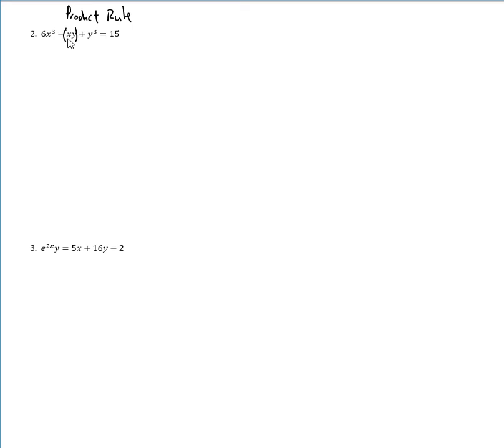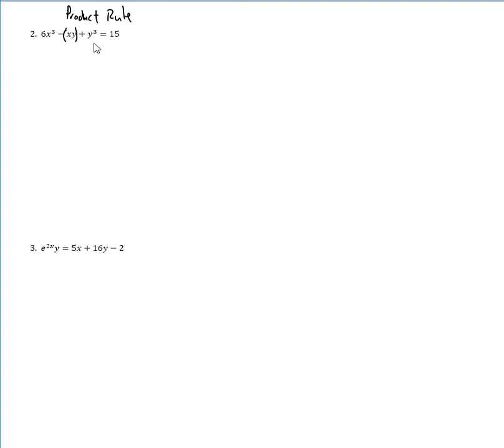So notice in this problem, we do have a product. And when we say product, we mean a product of two variable expressions. So not just 6 times x cubed. Yes, that's a product, but it doesn't require the product rule. This one does. x times y, those are two variables multiplied.